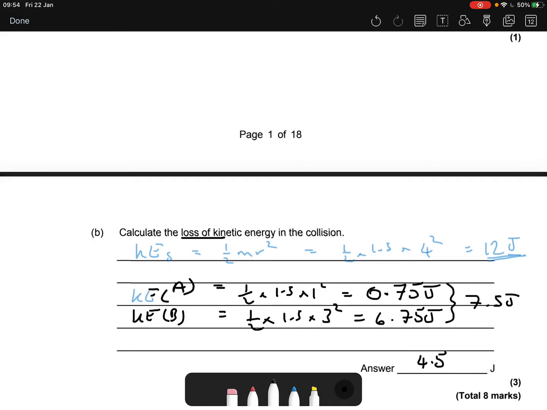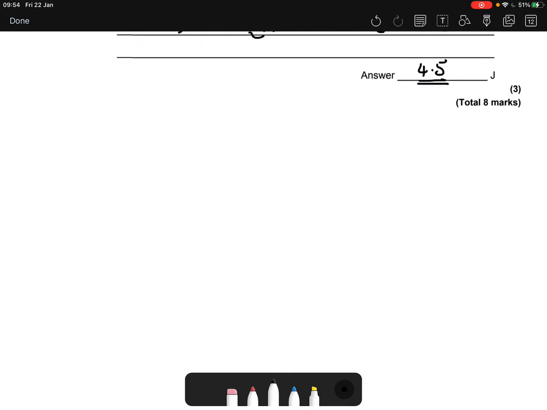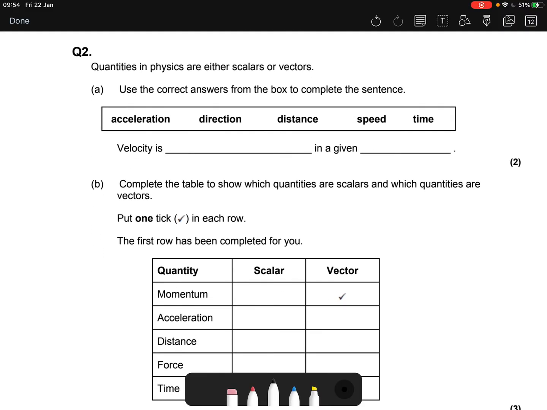Now, the loss is therefore 12 minus 7.5, and I've got 4.5. So I've lost 4.5 joules of energy. And you notice, whenever two things collide, they make a kind of a clunk sound. So you're losing energy in that sort of collision. That's how we answer question 1.